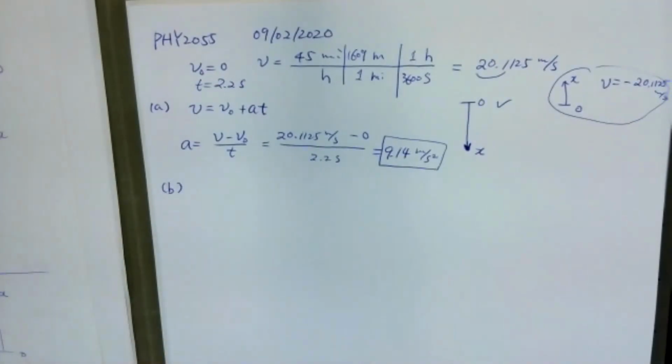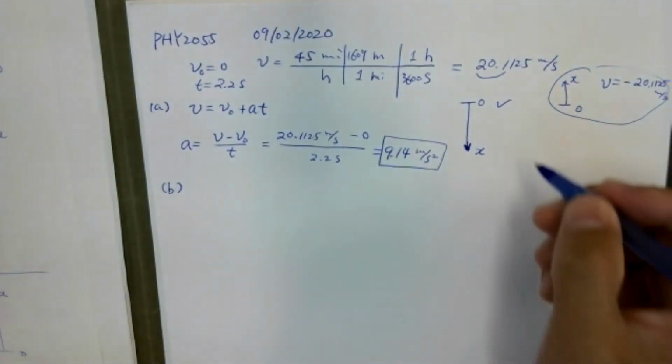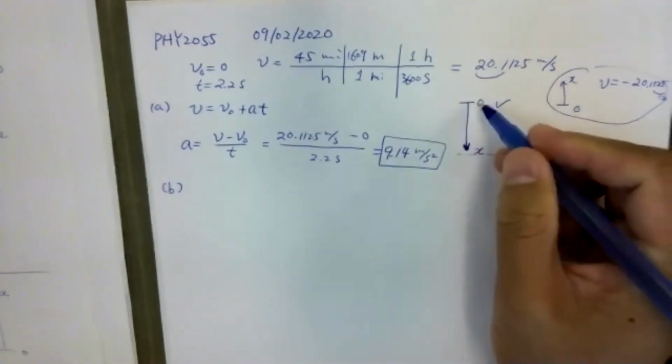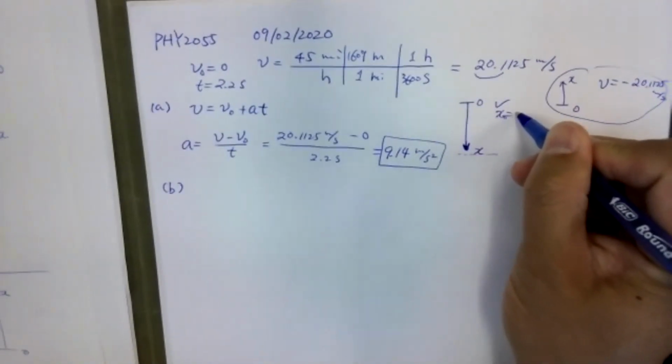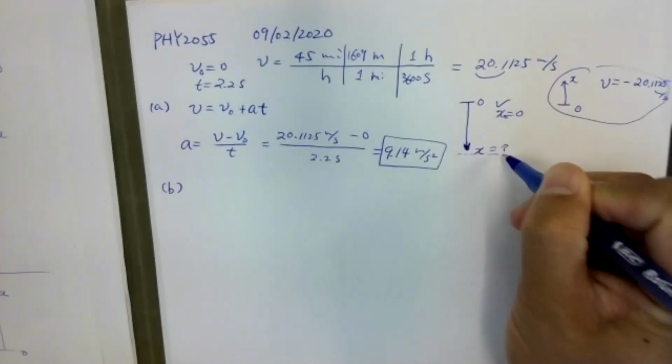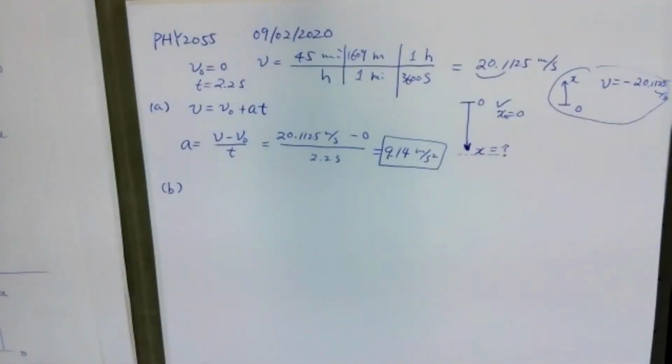All right. B is asking how high the passenger has descended through the journey. That means you are looking for the final X, right? The initial X is where you pick to be 0, so X naught is 0. Then you just need to figure out your final X. Now you check through the 5 equations, and I think you're going to use the fourth one.